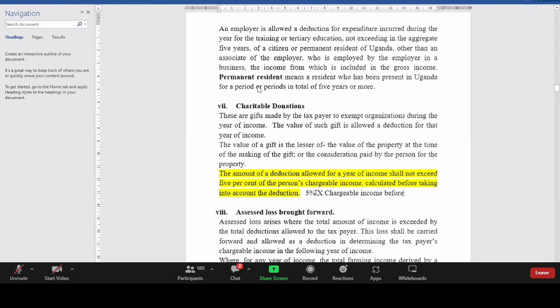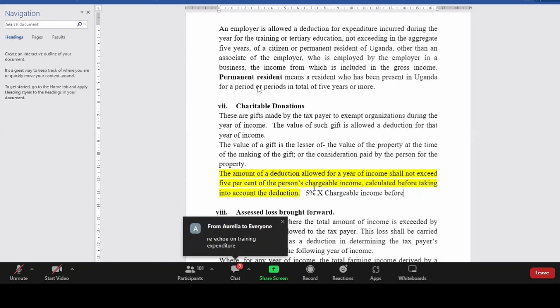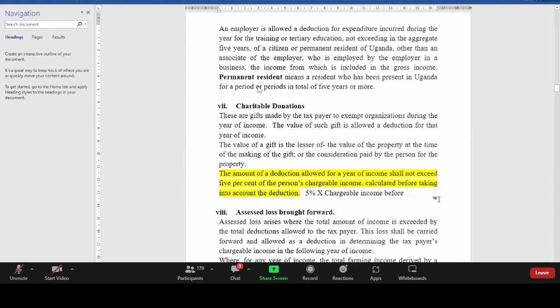Whereas here you first get chargeable income before you actually consider donations. So before you compute tax, you get the chargeable income. Assuming you got 2 million as your chargeable income, then you are supposed to multiply it by 30%. So that chargeable income, you multiply it by 5%. Right. I hope that is okay.